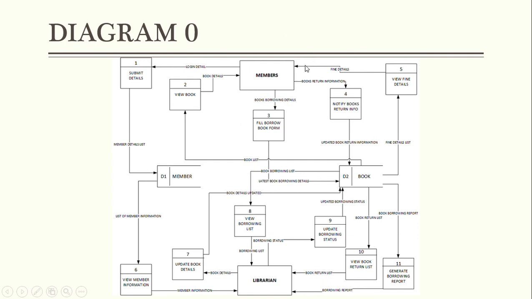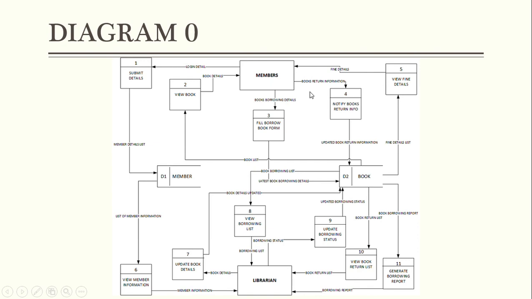Secondly, in order for members to view the book details, the D2, which is the book data store, will send the book list, and the process is called view book, and the book details will be sent to the members. Next, if the members want to borrow the book from the system, they need to key in the book's borrowing details, and the process is called fill borrow book form, and the latest book borrowing form details will go straight to the D2, which is the book data store.